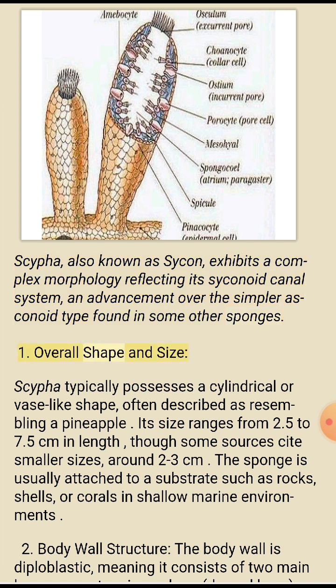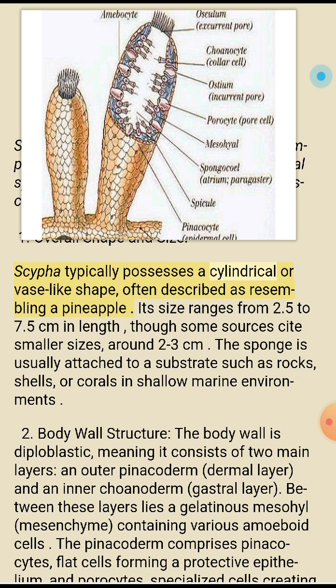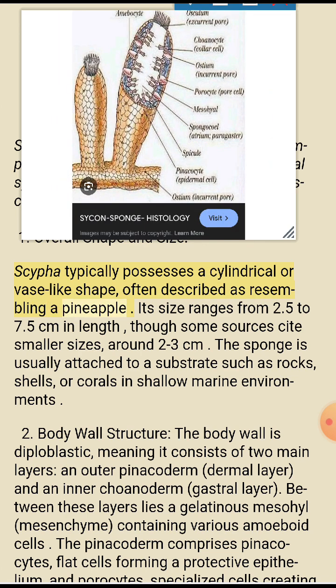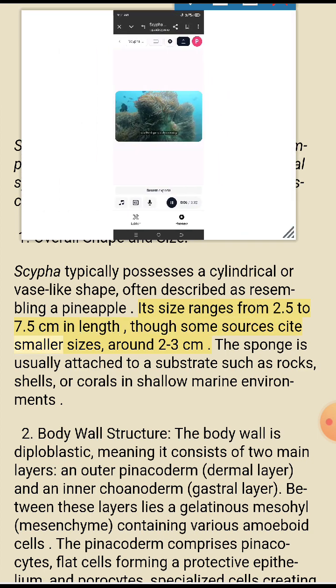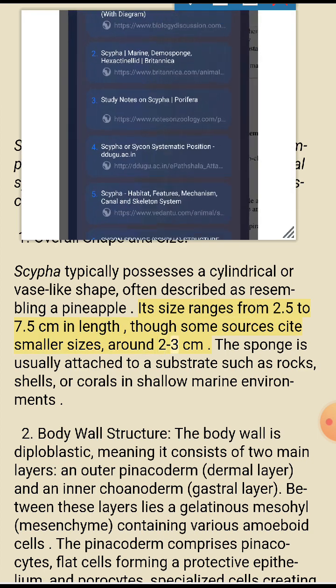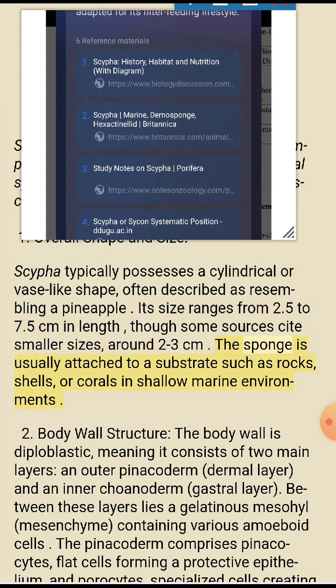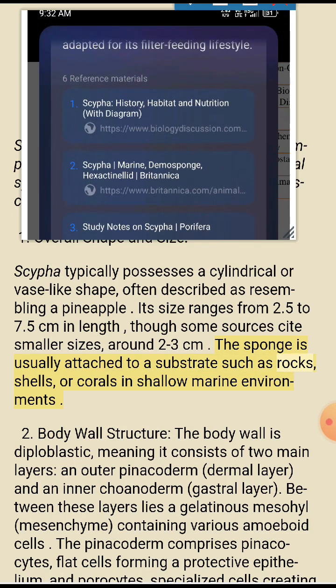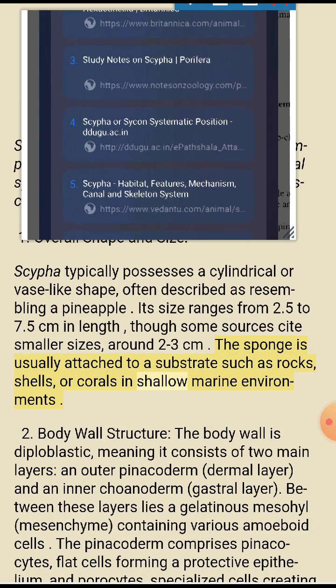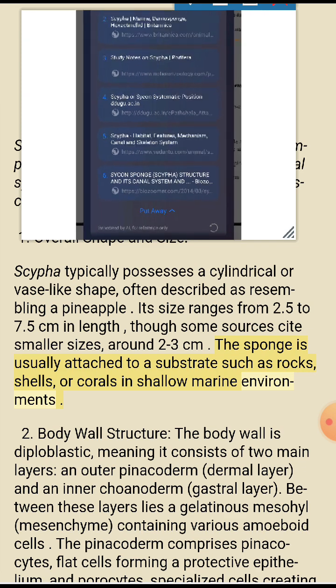1. Overall shape and size. Scypha typically possesses a cylindrical or vase-like shape, often described as resembling a pineapple. Its size ranges from 2.5 to 7.5 centimeters in length, though some sources cite smaller sizes, around 2 to 3 cm. The sponge is usually attached to a substrate such as rocks, shells, or corals in shallow marine environments.